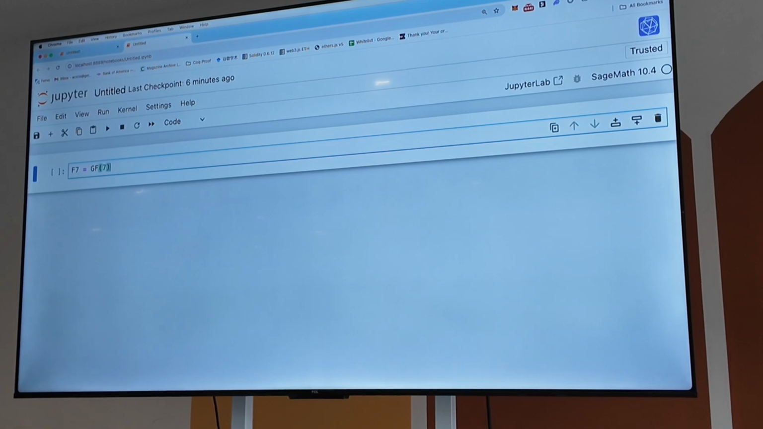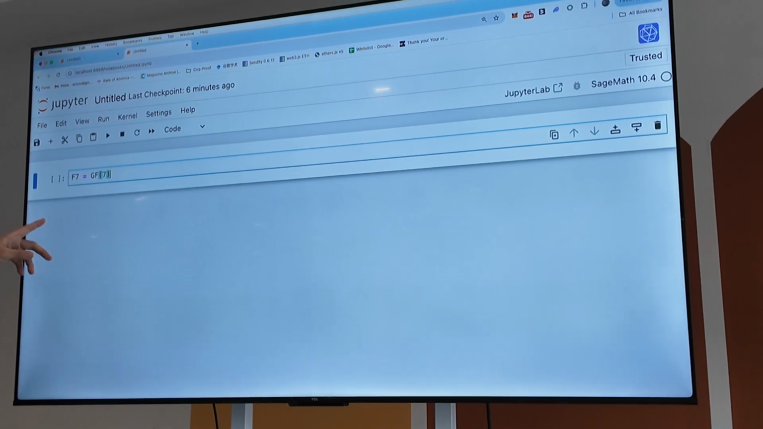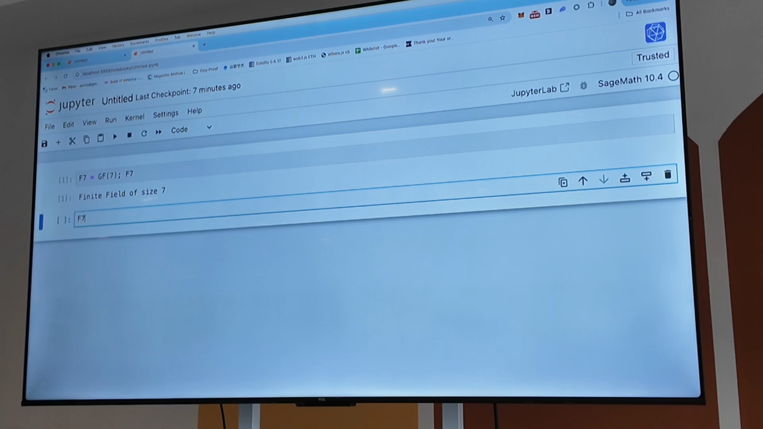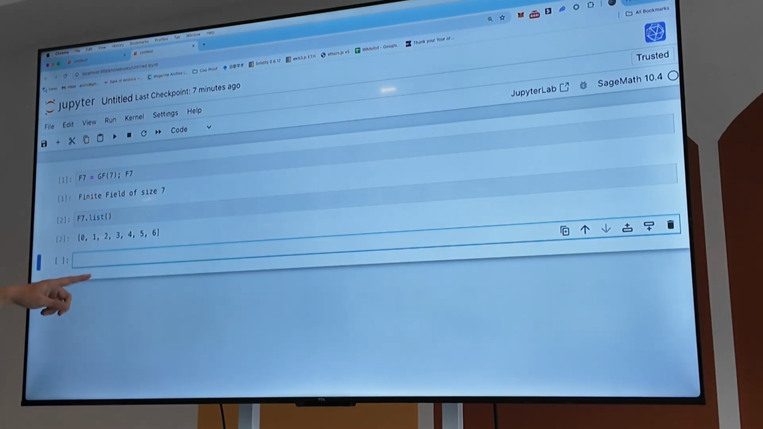The idea is simple. We just use the Galois function GF, short for Galois field. And then we can define F7, and list all the elements of F7, from 0 all the way to 6. So that means F7 has 7 elements.